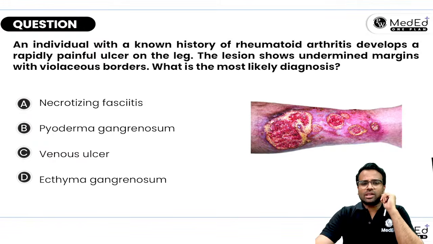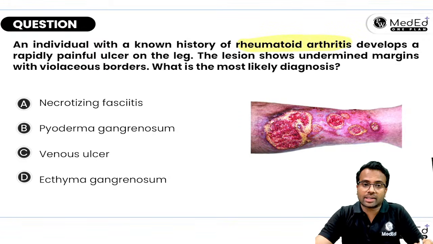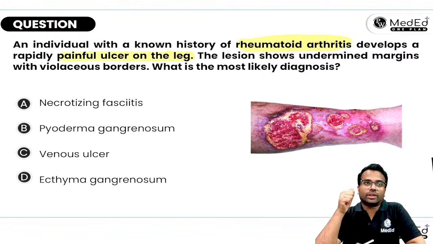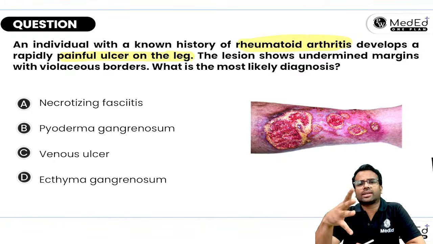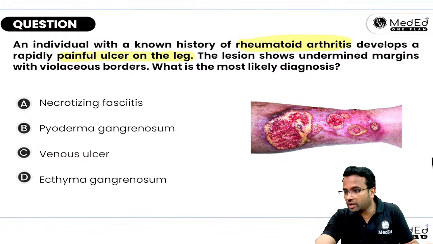Now let's see the next question. An individual with a known history of rheumatoid arthritis develops a rapidly painful ulcer on the legs. The lesion shows an undermined margin with a violaceous border. What is the likely diagnosis? Is it necrotizing fasciitis, pyoderma gangrenosum, venous ulcer, or ecthyma gangrenosum? Now see the options here. For me, the most important buzzwords here are rheumatoid arthritis and a painful ulcer in the legs. So when a patient with rheumatoid arthritis presents with a non-healing ulcer, not necessarily the leg, anywhere in the body, then the diagnosis should be, anyone who can answer in the chat box? Yeah, I'm getting two answers in the chat box, B and C.